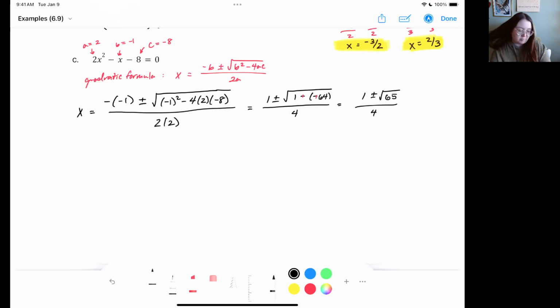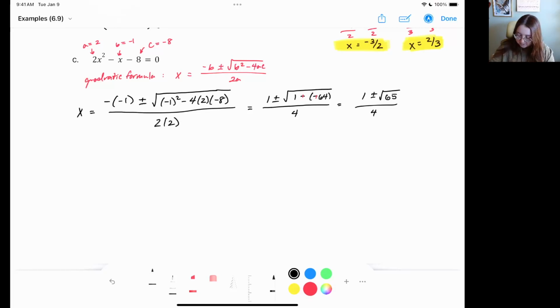So we're able to simplify this a lot now. So now we just have 1 plus or minus square root of 65 over 4. Now 65 is not going to be taken out of that square root. The only thing that 65 is factorable by is 5 and 13, and both of those are not able to be taken out of a square root. So we're just going to leave it as square root 65.